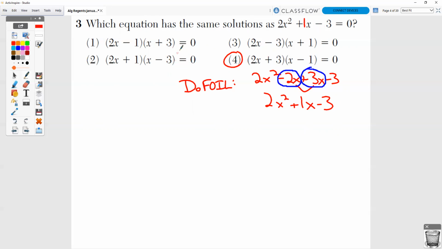Again, it's just trial and error. You could also graph these. Since they're all set equal to 0, you could graph them and see which graphs were the same as well.